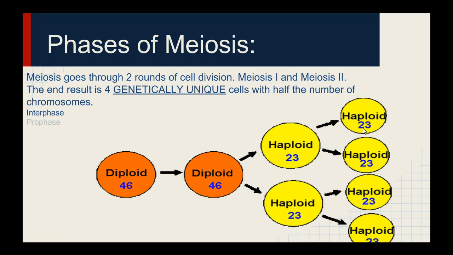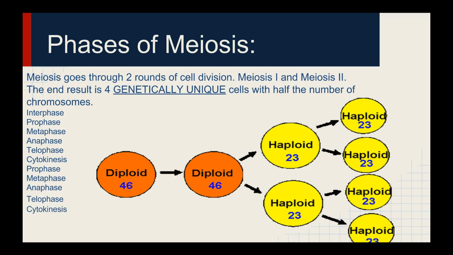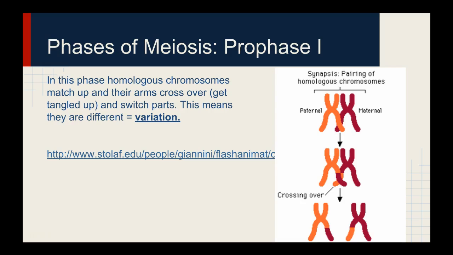Okay, the phases, it goes through the same: interphase, prophase, metaphase, anaphase, telophase, and cytokinesis. Okay, but then it does it again. Okay, no interphase on the second round with prophase, metaphase, anaphase, telophase, and cytokinesis. So from here to here, that's meiosis 1. Interphase, prophase, metaphase, anaphase, telophase. And then from here to here, prophase, metaphase, anaphase, telophase, again, so that we get 4 cells. So there are phases of meiosis, just like mitosis. It just goes through them twice.